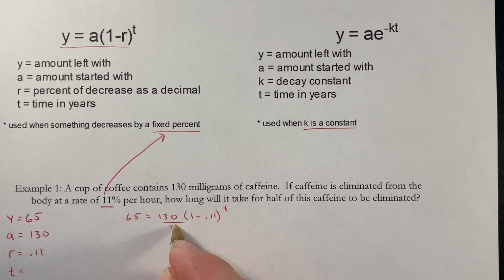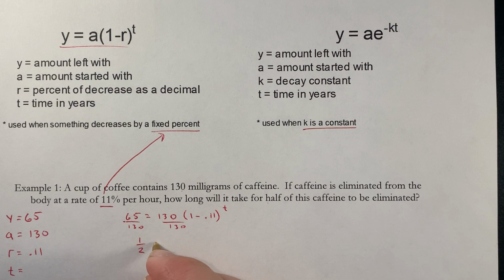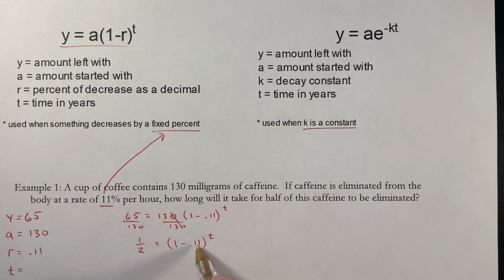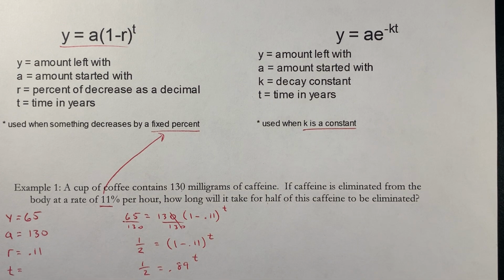We're going to divide both sides by 130. We got this 65 by taking half of 130, so I know 65 over 130 is 1/2. That equals 1 minus 0.11 to the t power. 1 minus 0.11 is 0.89. So 1/2 equals 0.89 to the t power.